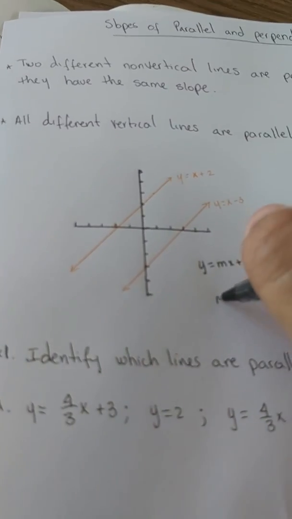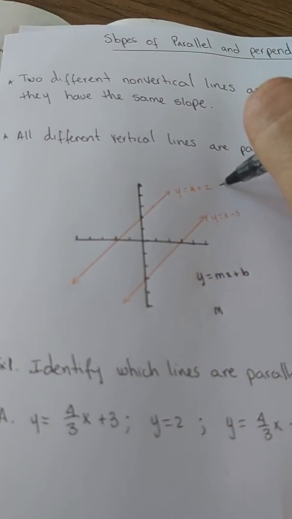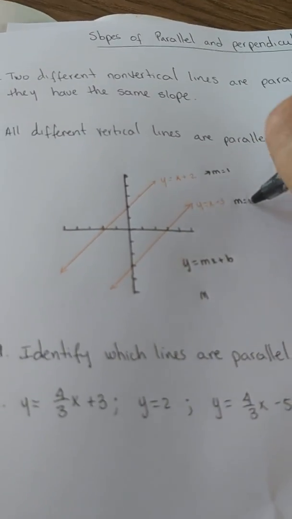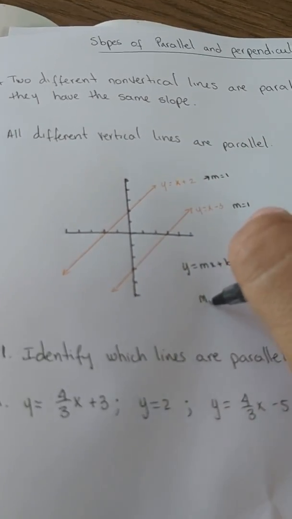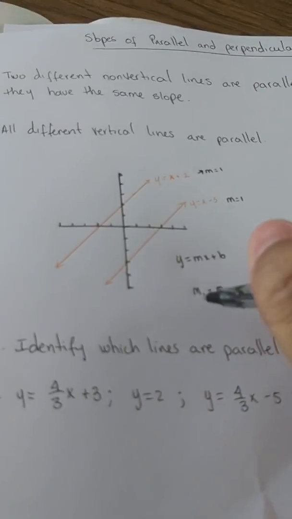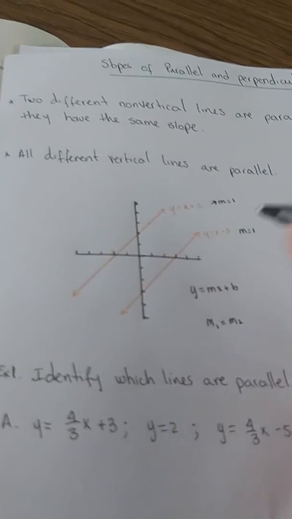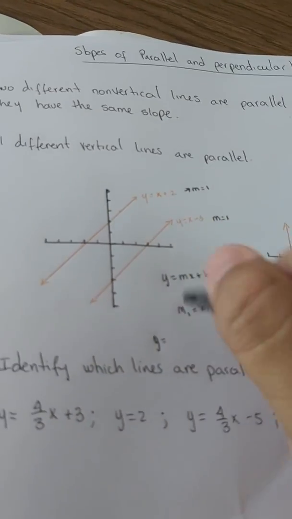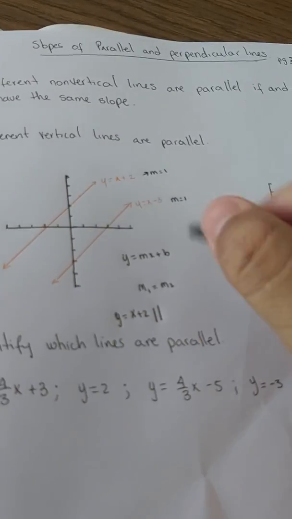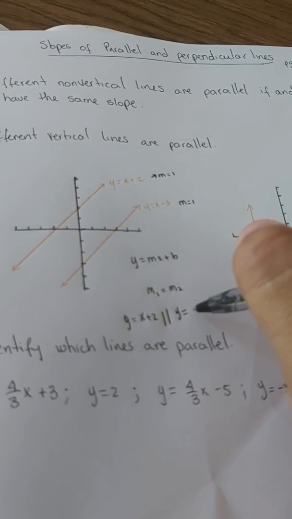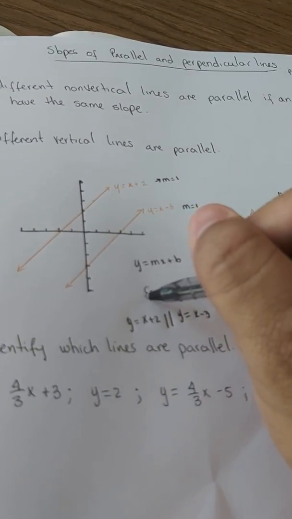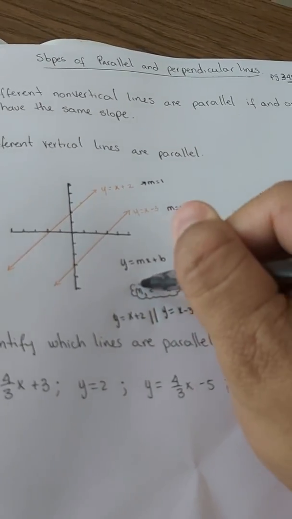So notice that m equals 1 here, m equals 1 here. Since m1 equals m2, we know that y equals x plus 2 is parallel to y equals x minus 3. They're parallel because their slopes are equal.